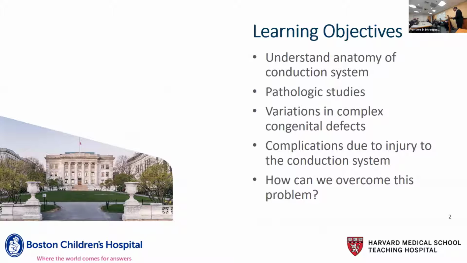The senior department wanted me to illustrate some learning objectives. Basically, what we want to talk about today is to understand the anatomy of the conduction system. We gleaned a lot from Dr. Sanders. It's hard to follow that, but I thought I'd basically touch on it. Some pathologic studies that illustrate this, and variations of this conduction system in complex congenital heart defects. And the question that Luis asked: what is this injury to the conduction system and the complications associated with it? And brainstorm about ways in which we can overcome this problem.